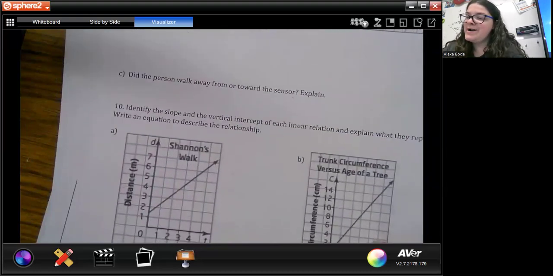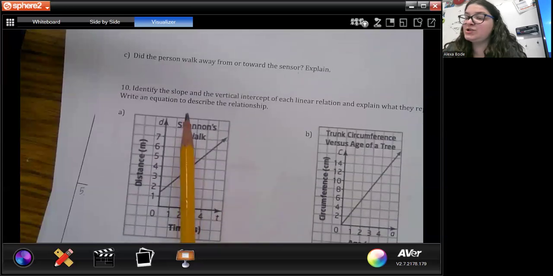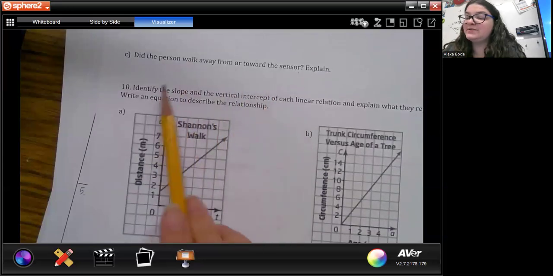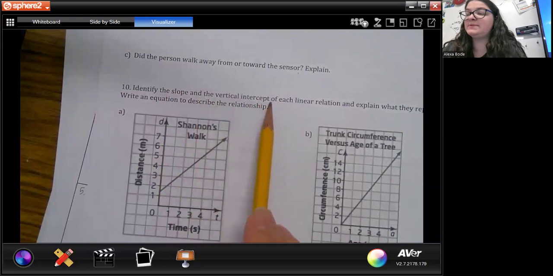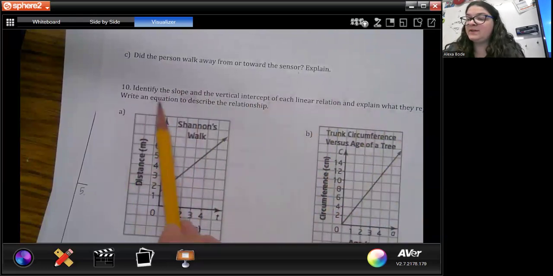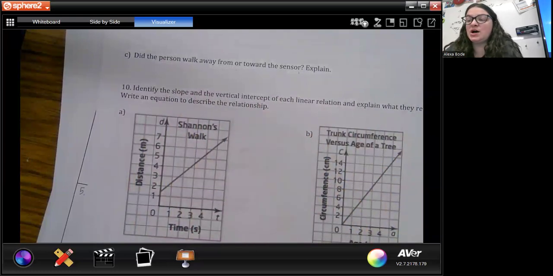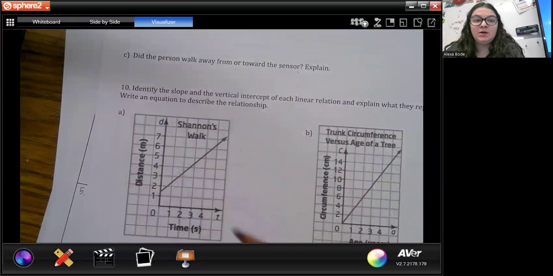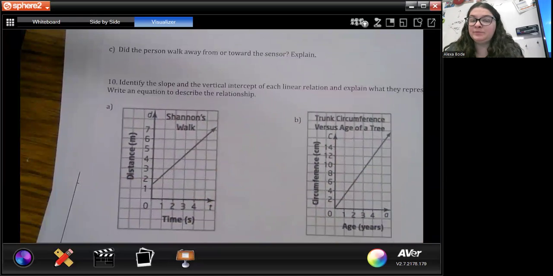Oh, number 10. I don't know why it went from 8 to 10. It just wants you to find, identify the slope and the vertical intercept of each linear relation and explain what they represent. Write the equation to describe the relationship. So when it says what they represent, this one is someone walking, so it's their distance. So the y-intercept would be their starting point. Their slope would be their meters per second.